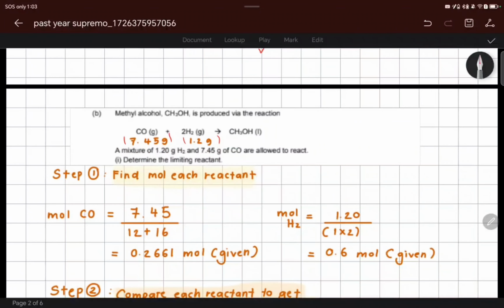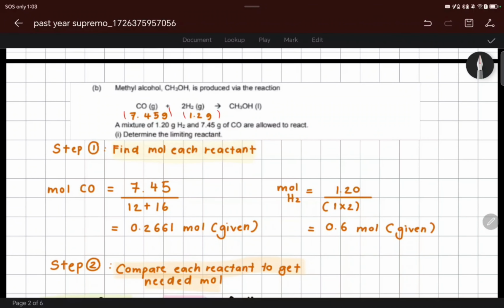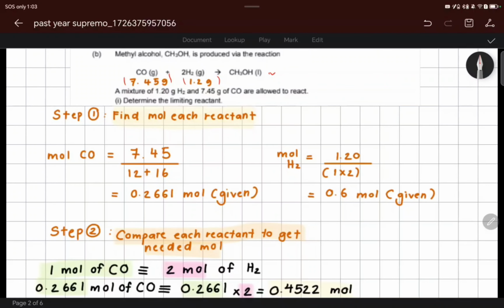And then question B, it says methyl alcohol is produced via the reaction. This is the balanced equation, already given. A mixture of 1.2 gram hydrogen and 7.45 gram of CO are allowed to react. First, determine the limiting reactant. First step, we need to write the balanced equation, which has a coefficient of one and a coefficient of 2 mole of H2. We call this the coefficient.